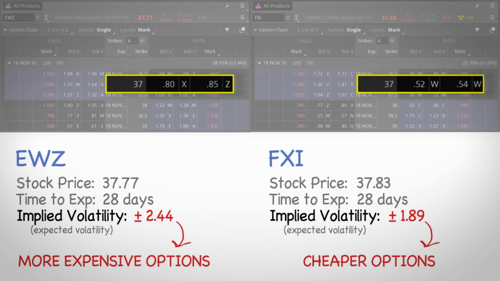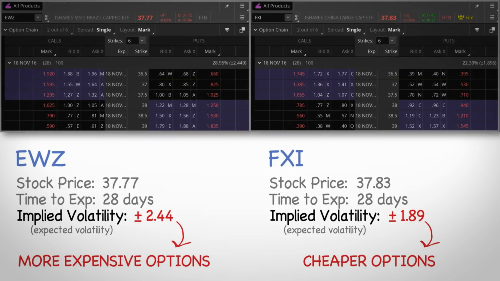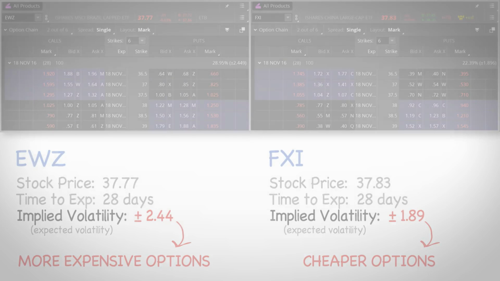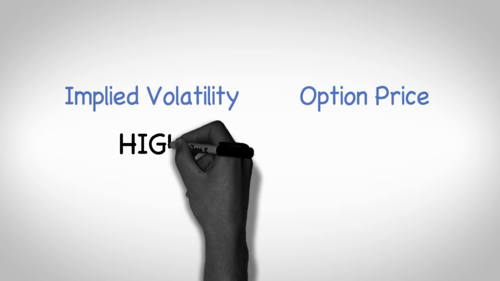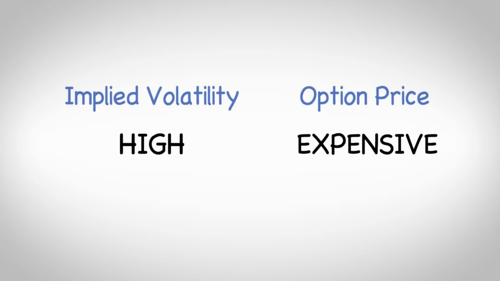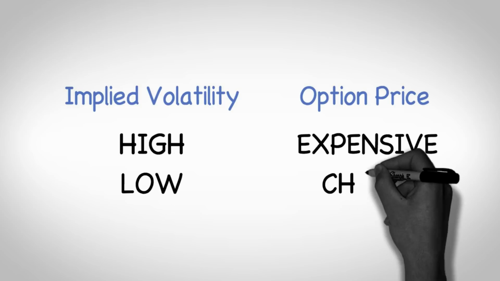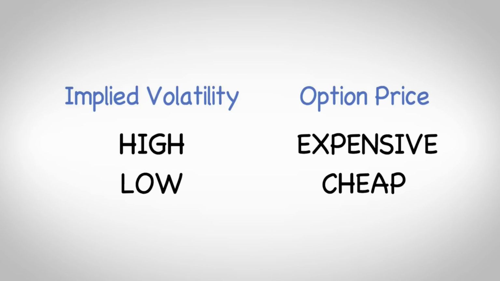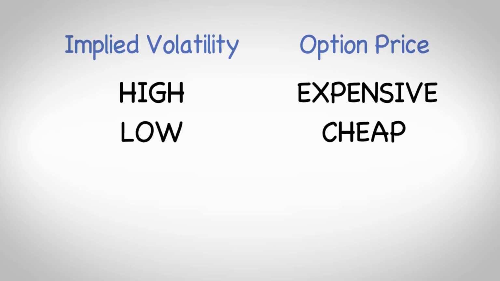And this doesn't just apply to the 37 strike put. You can actually see that the puts and calls at every strike are more expensive on EWZ than on FXI. Okay, you get it. High implied volatility equals expensive options, and low implied volatility equals cheap options. Simple enough. High risk means expensive insurance, and low risk equals cheap insurance. Now, let's talk a little bit about what this would actually mean for your trading.